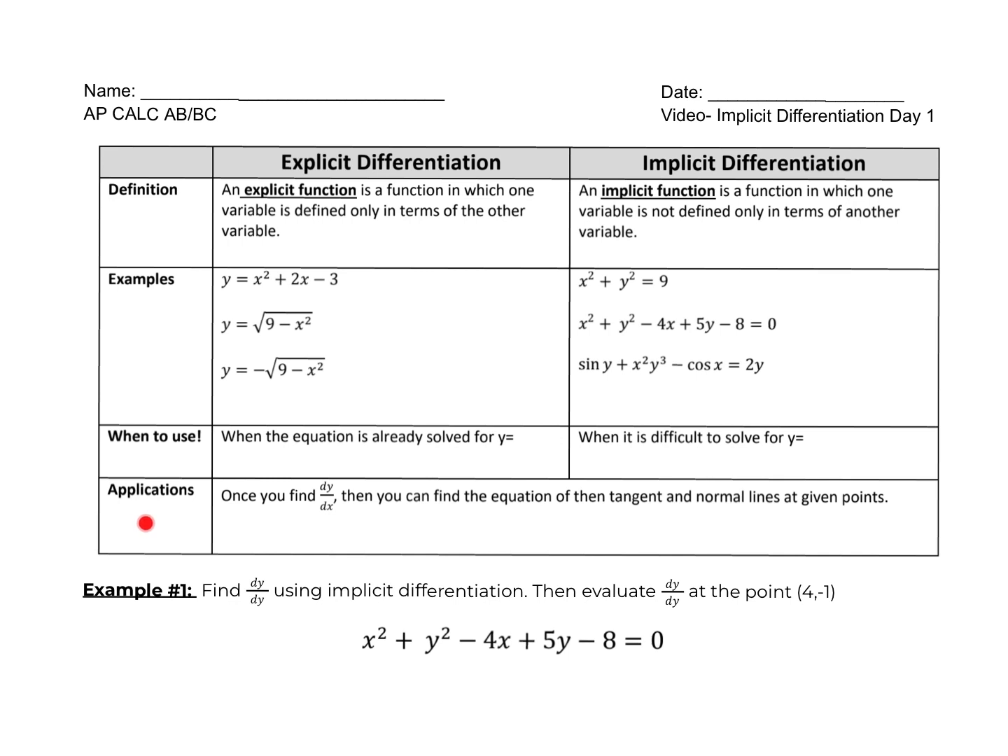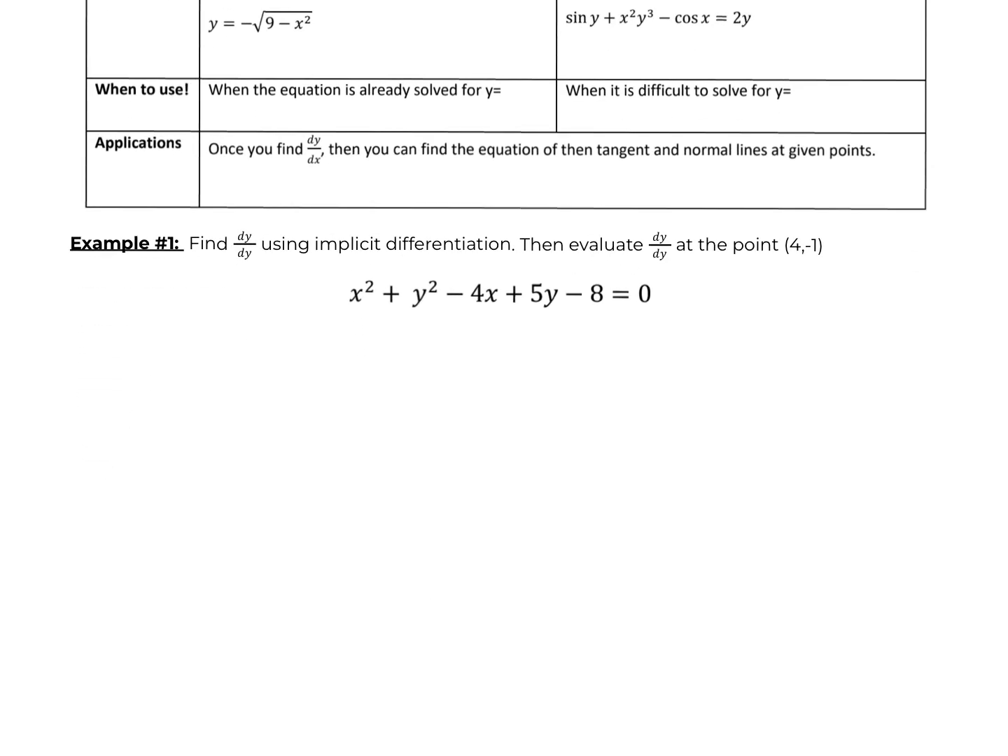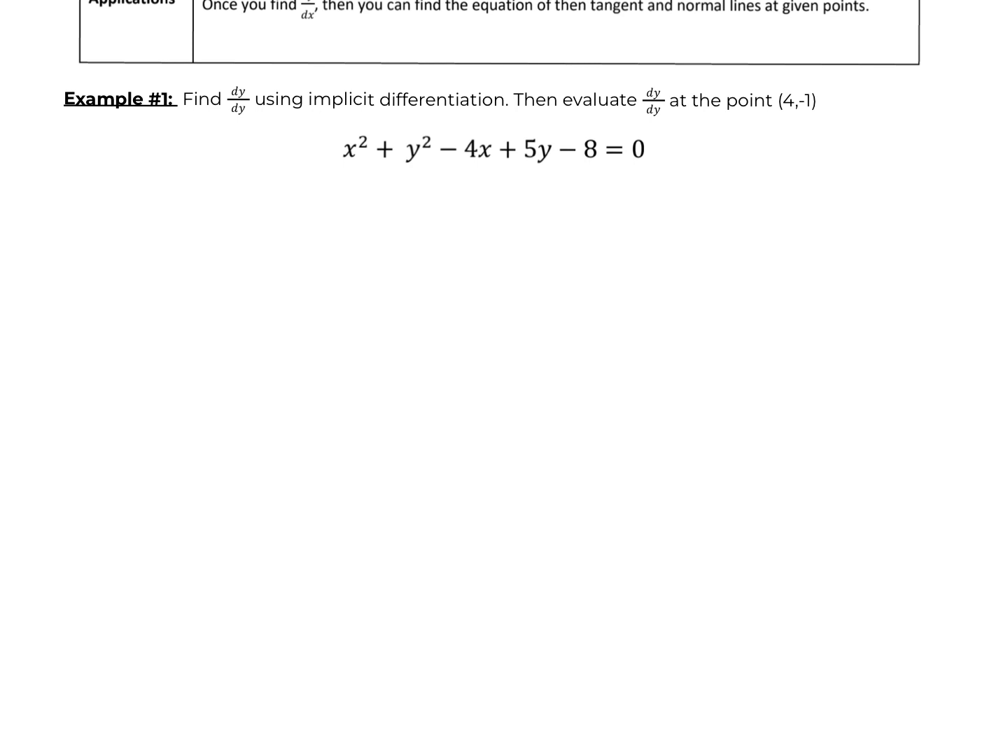And then an application of this is once you find the derivative, you can then use it to find the equation of tangent and normal lines. So let's talk about how implicit differentiation works through an example. So example 1 says, find dy dx using implicit differentiation, and then evaluate dy dx at the point 4, -1.